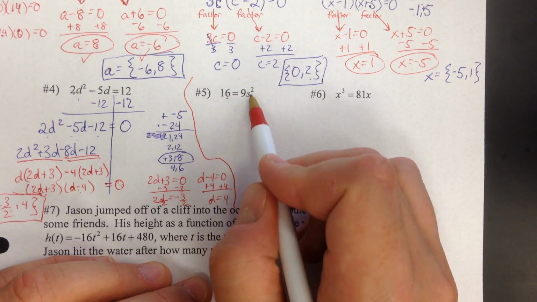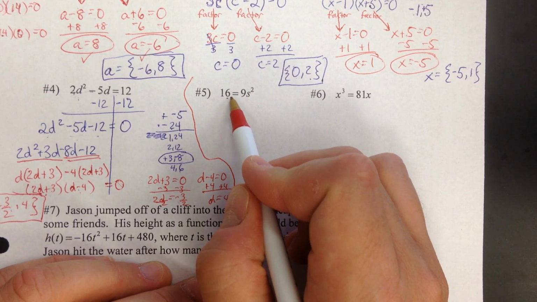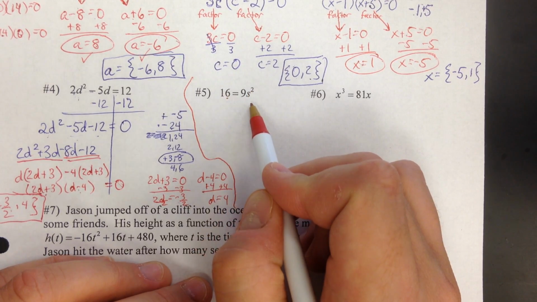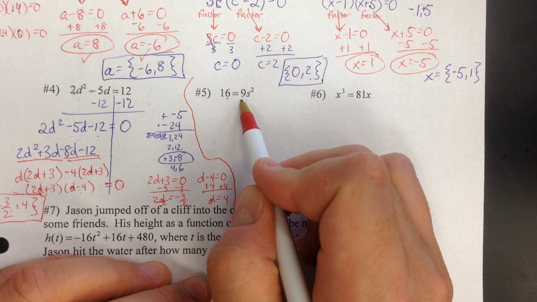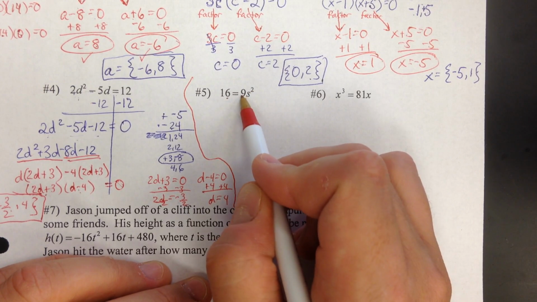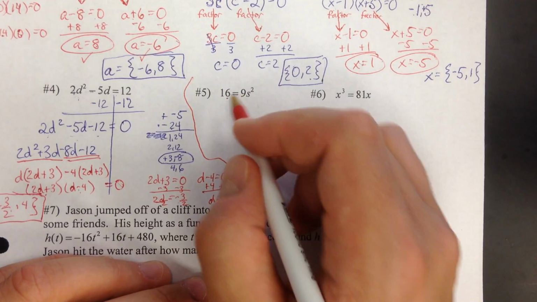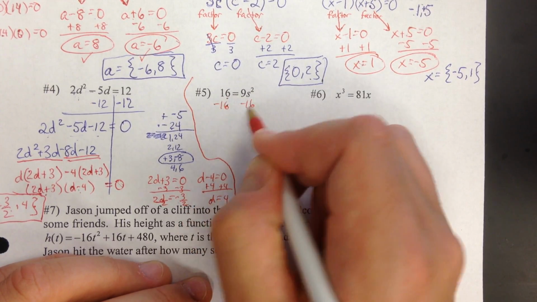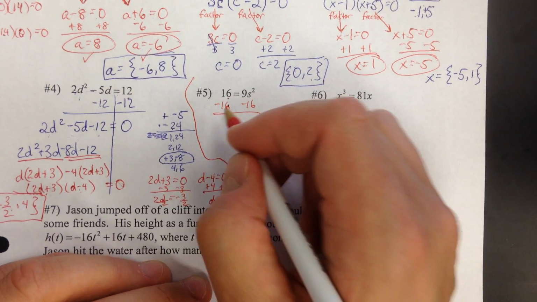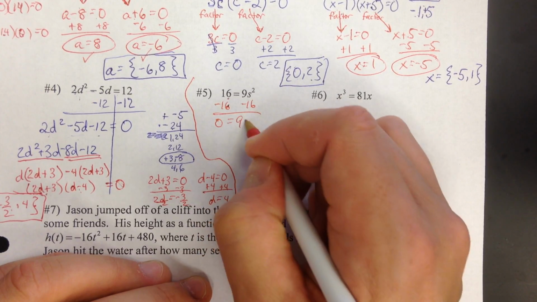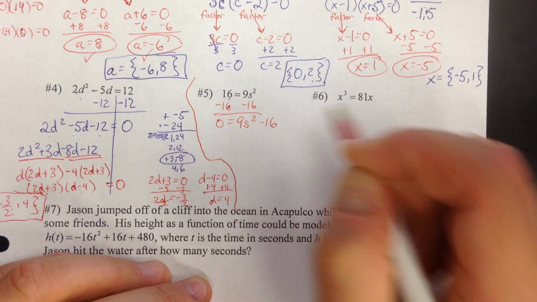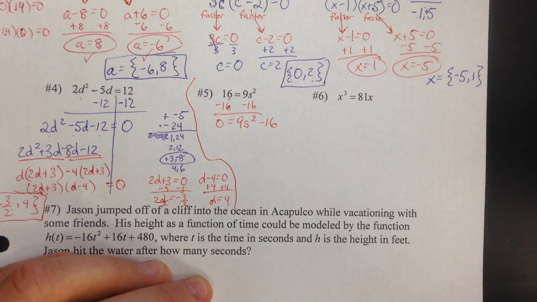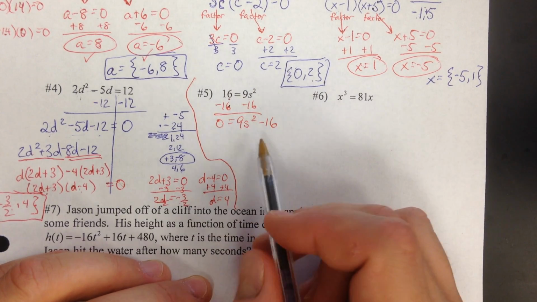I can either move the 9s squared by subtracting it, or I can move the 16 by subtracting it. I like to keep my quadratic term with a positive coefficient. I'm going to go minus 16. So we get 0 equals 9s squared minus 16. Now you notice the middle term is missing.